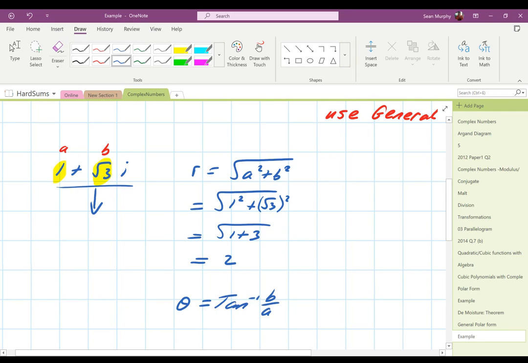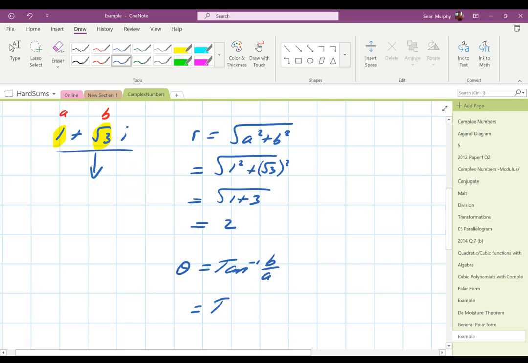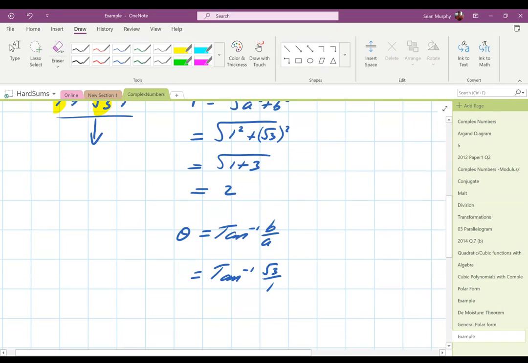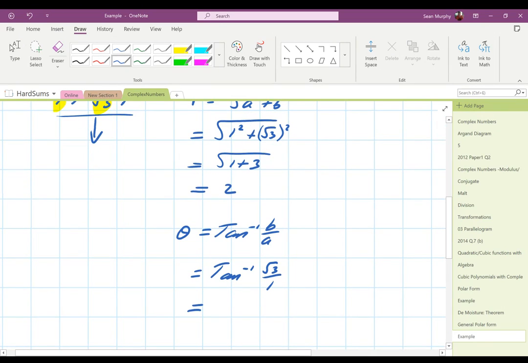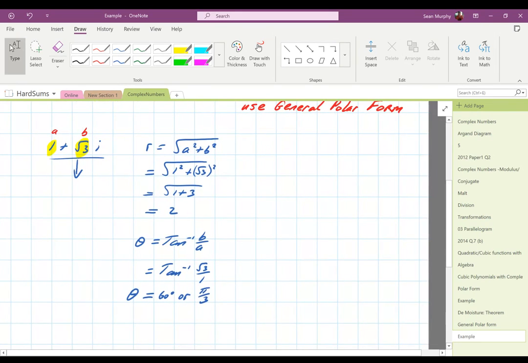And then the angle, the argument of z, theta, is the inverse tan of b over a, which is in this case the inverse tan of root 3 over 1, which is 60 degrees in the tables. That's a special angle. The inverse tan of root 3 is 60 degrees, or if you want to write it in radians, pi over 3. So we have the two things we need for polar form now.